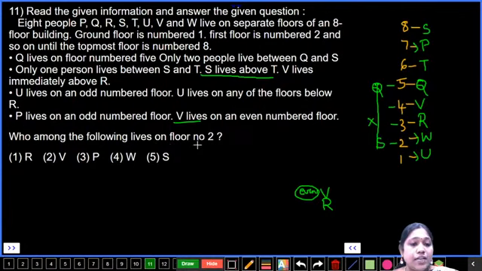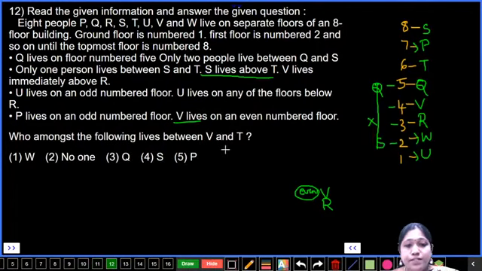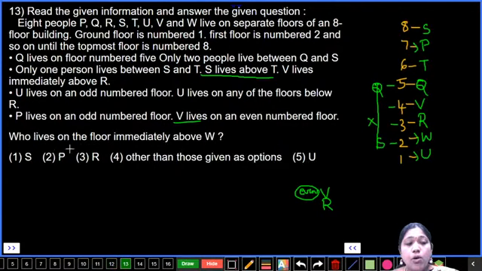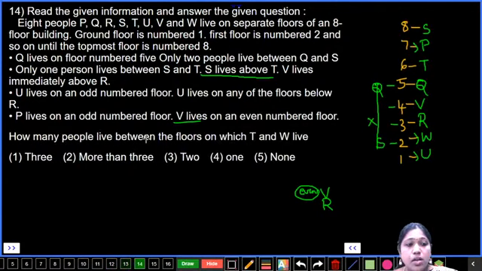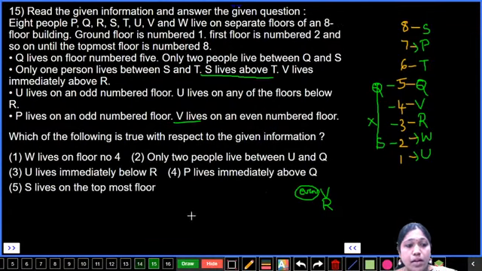Who among the following lives on floor number 2? It is W, option number 4. Who among the following lives between V and T? It is Q, option number 3. Who lives on the floor immediately above W? It is R, third option. How many people live between the floors on which T and W live? It is 3 members, option number 1.